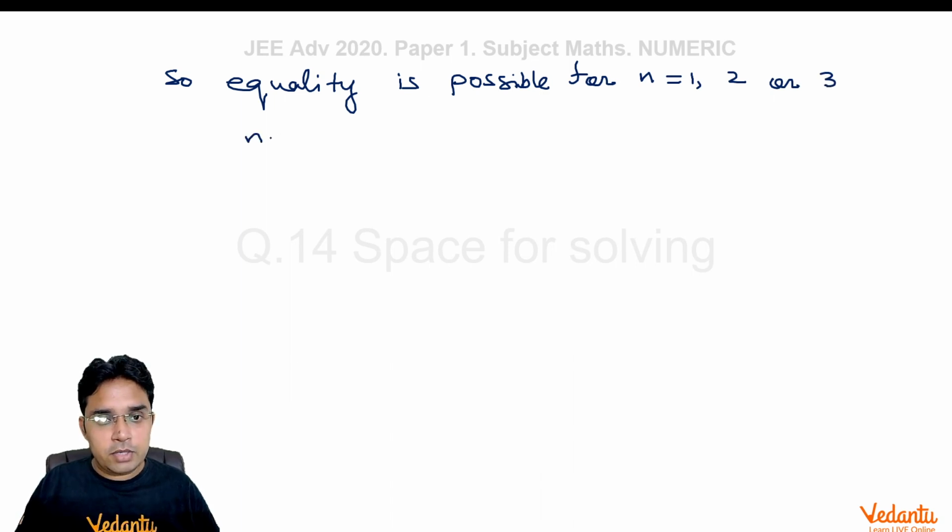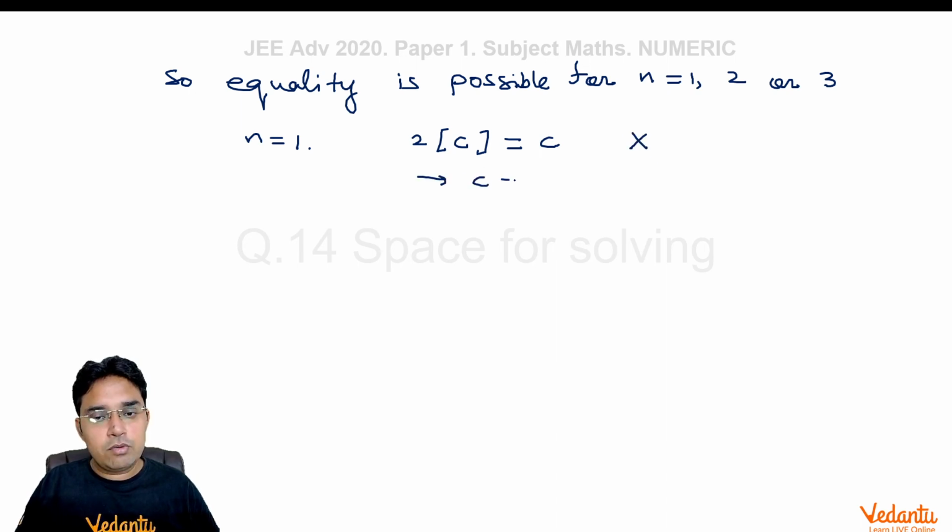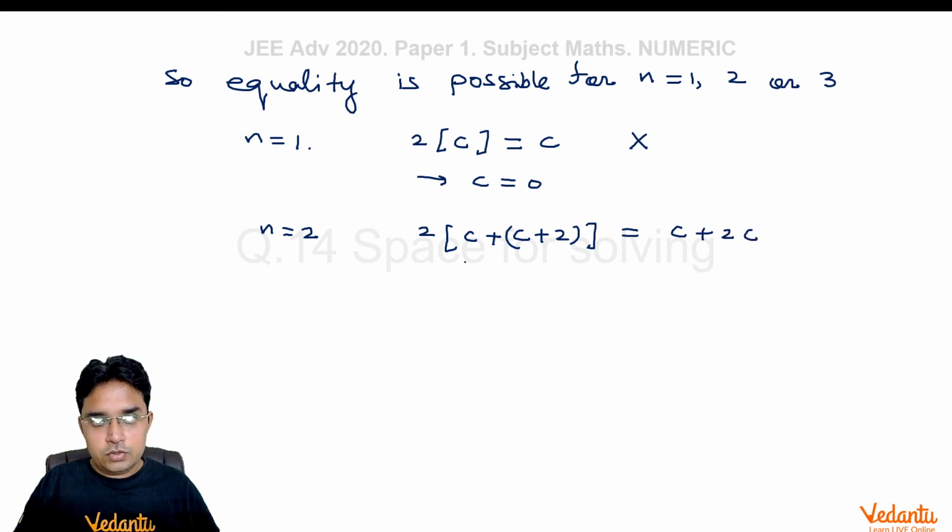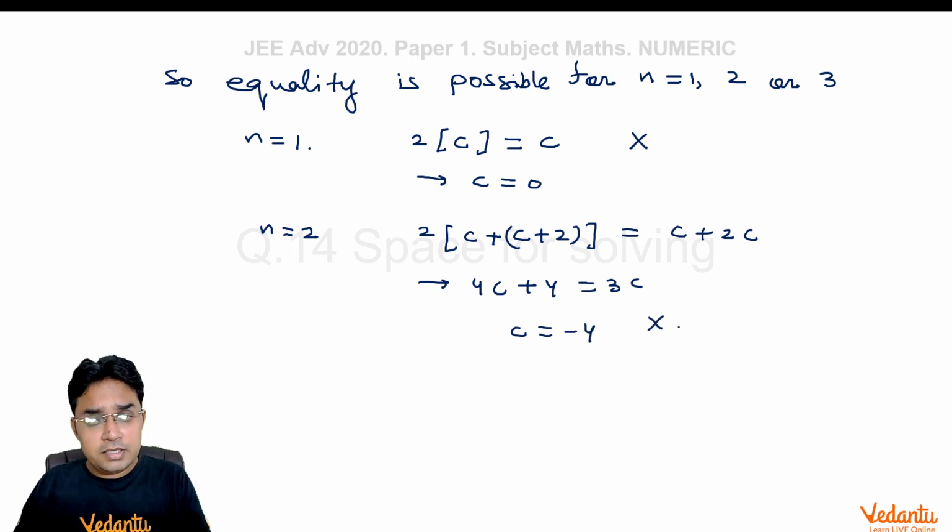So if I take n is equal to 1, then your left hand side will be 2 times c, and your right hand side will be c, which doesn't seem to be possible because c is positive. It gives us c is equal to 0. Similarly, if I take n is equal to 2, then left hand side is 2 into c plus 2, and right hand side will be c plus 2c. If we simplify this, we get 4c plus 4 on the left hand side is equal to 3c. This gives me c is equal to minus 4. Again, this is not acceptable because c has to be a positive number.